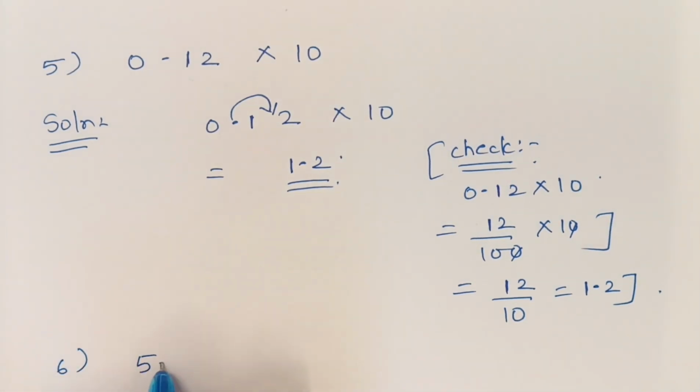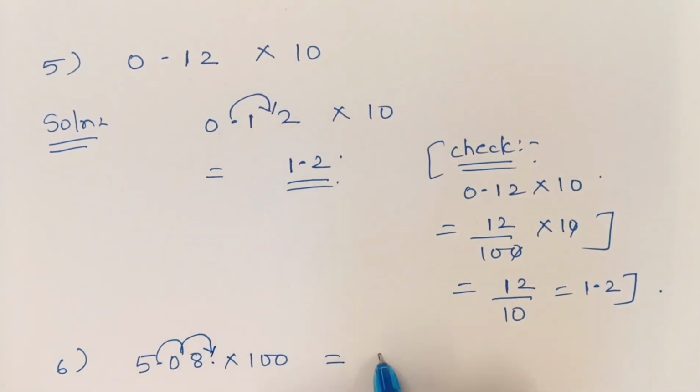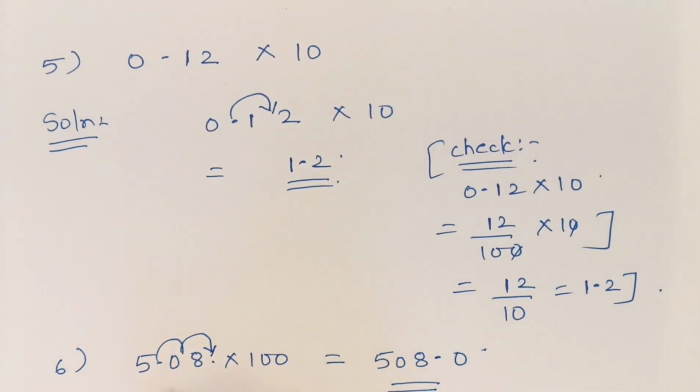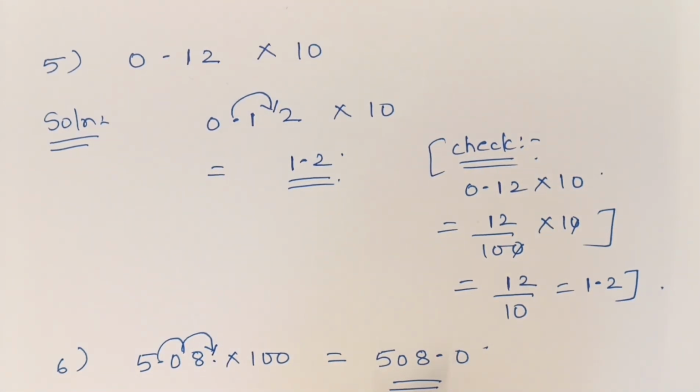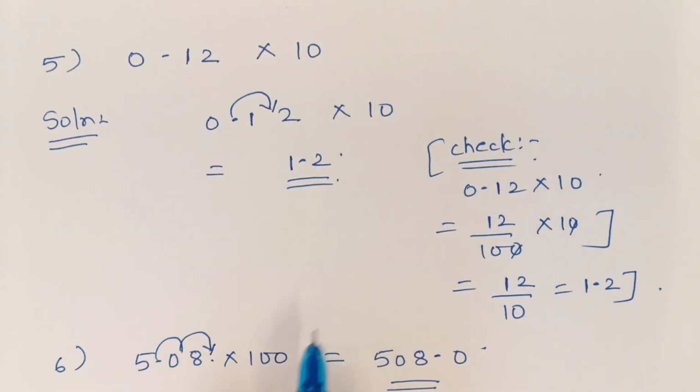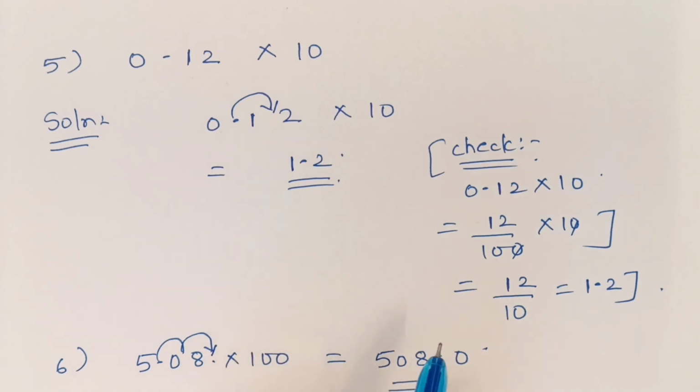Last question. 5.08 into 100. So what will I do? 1, 2. Your final answer is what? 508.0. It means if a decimal number is multiplied by 100, the decimal point shifts two places to the right. I hope you understood the concept of multiplication of decimals and multiplying a decimal by 10, 100 and 1000. That's it for today's lesson.